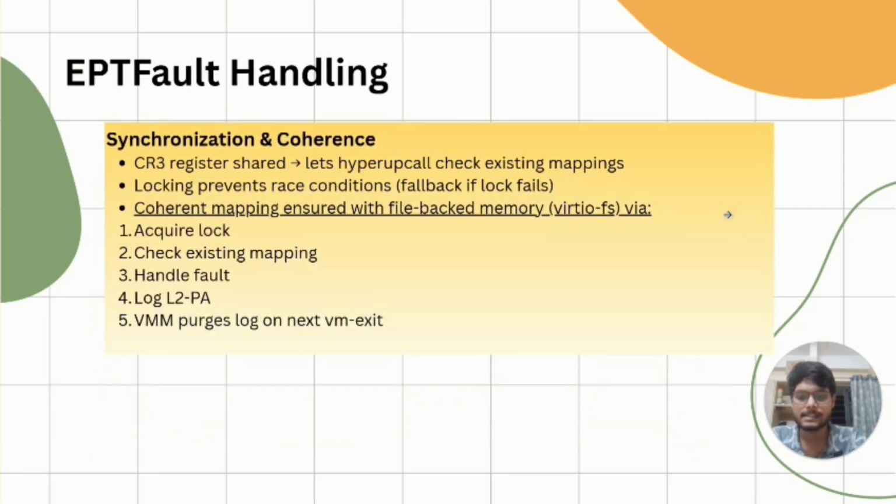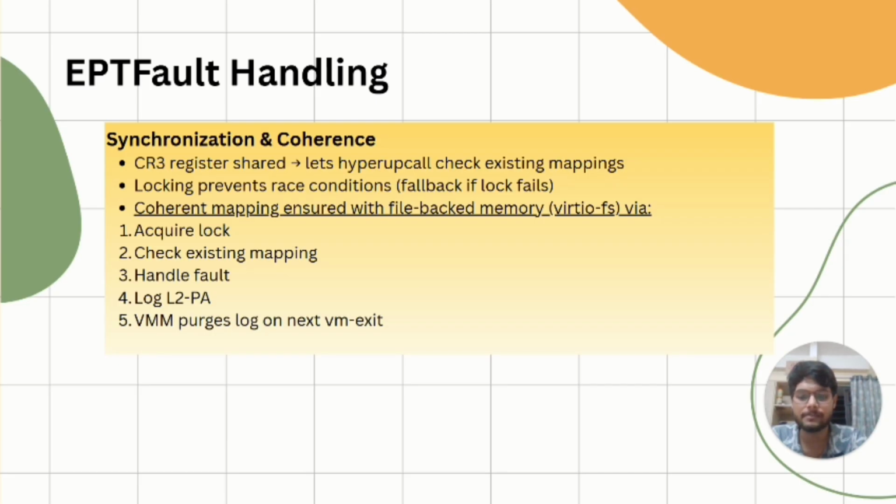To ensure synchronization and coherence, the CR3 register is shared, allowing the hyperupcall to verify existing mappings. Locking mechanisms are used to prevent race conditions, and if a lock fails, the system safely falls back to the normal handling path. HyperTurtle also ensures coherent mapping between L1's memory and the hyperupcall using file-backed memory through virtio-fs.